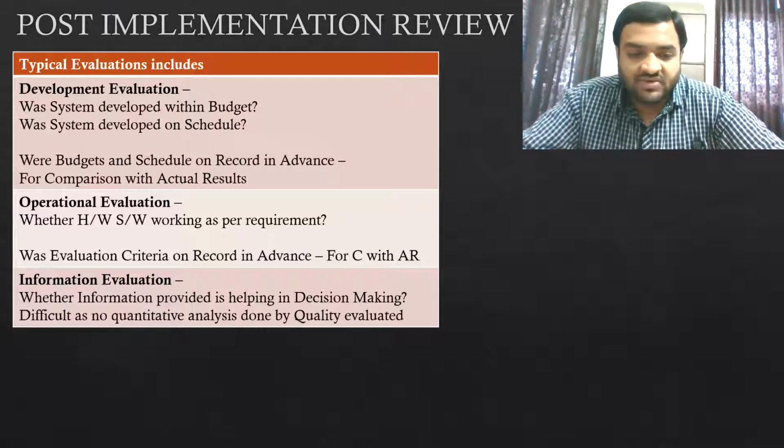Then information evaluation. Here, the system is supposed to give you information that will help you in decision making. If it is not giving you qualitative information, if it is only giving quantitative information, then we will say that we didn't achieve the quality objective of the system. So more quality data is said to be a more efficient system. So three types of evaluation in post-implementation review: development evaluation, operational evaluation, and information evaluation.